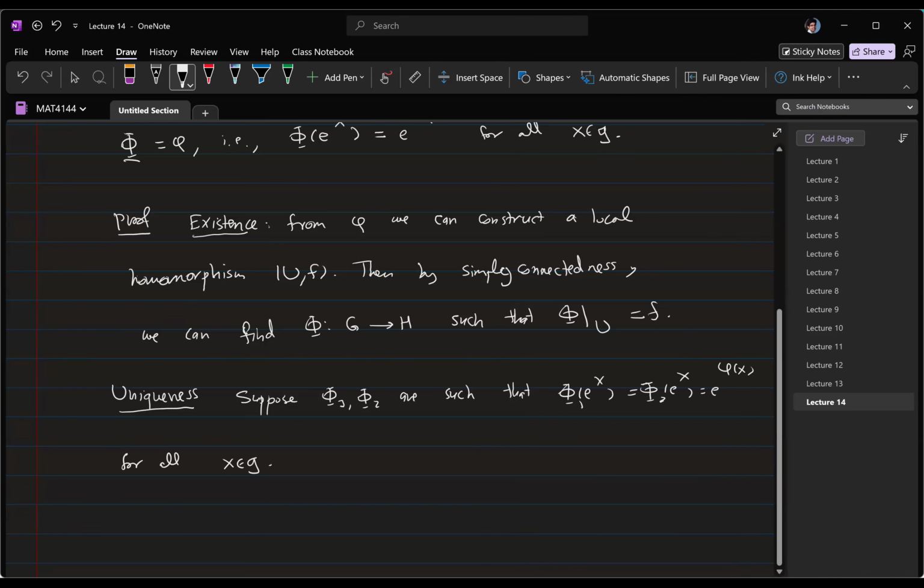Is this enough for saying that phi 1 equals phi 2 on the nose, without doing any more work? Well, not every element is an exponential, right? So we cannot say that this means phi 1 of g equals phi 2 of g for all g in the group, because not everything is an exponential. But everything is a product of exponentials.